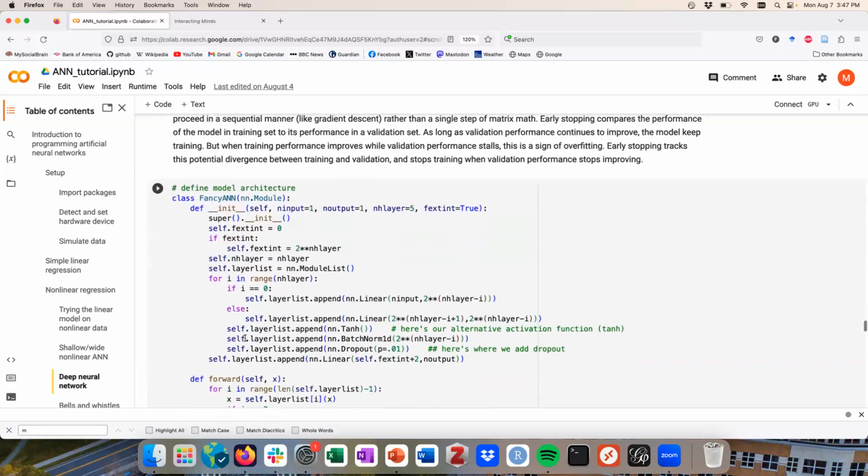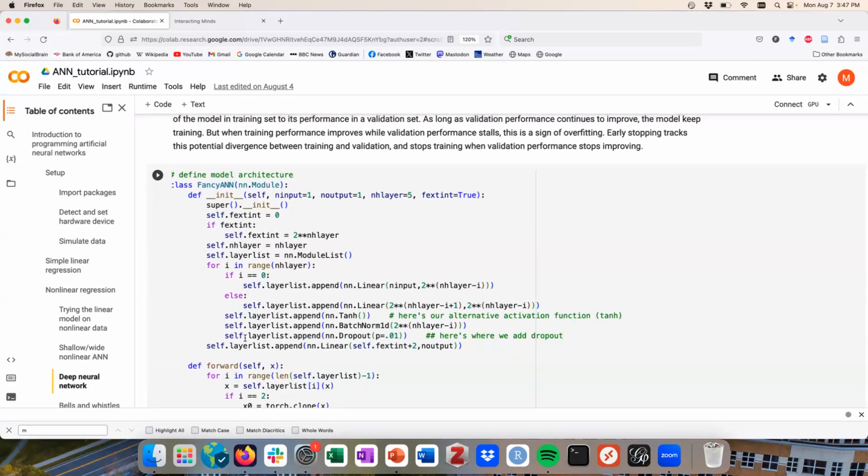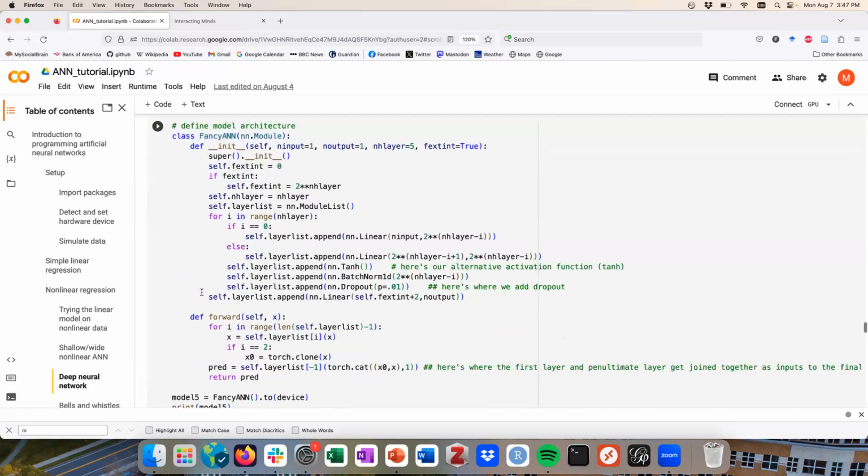So this is just showing a code implementation of all those different things, so you can have some examples to work from if you wanted to build up to more complicated cases during hackathon projects, for example. So this is our fancy ANN class here that has all the different parts built into it.